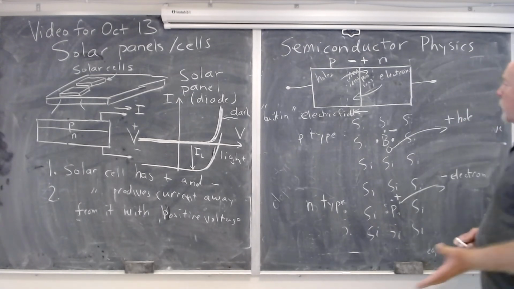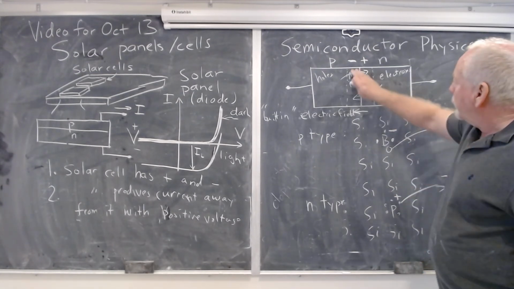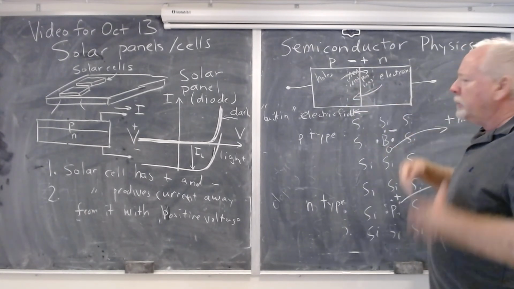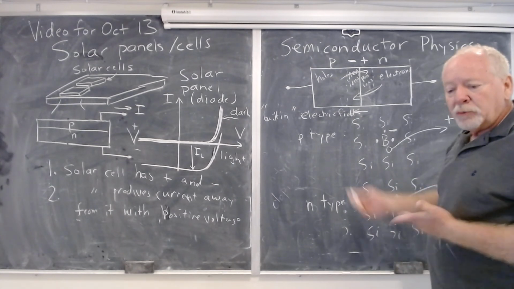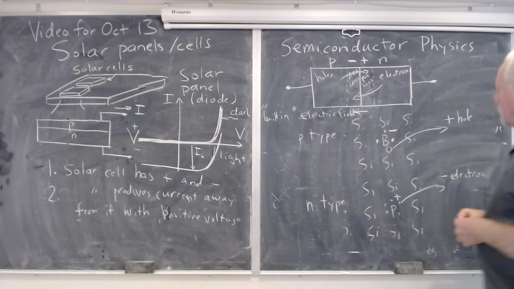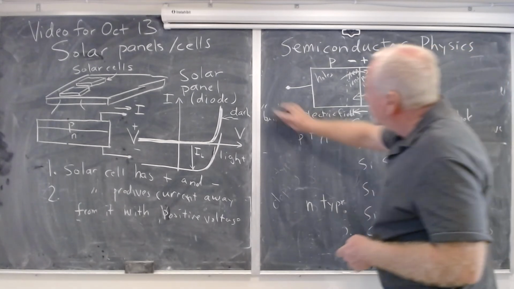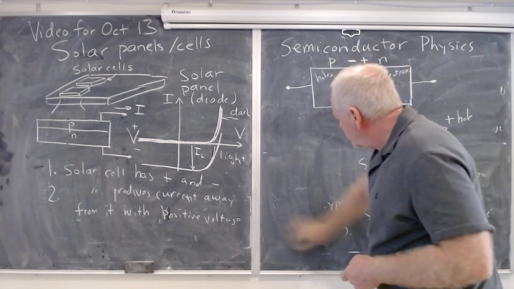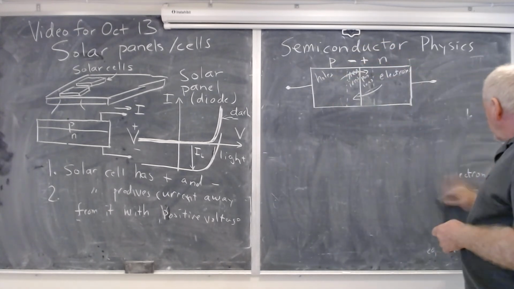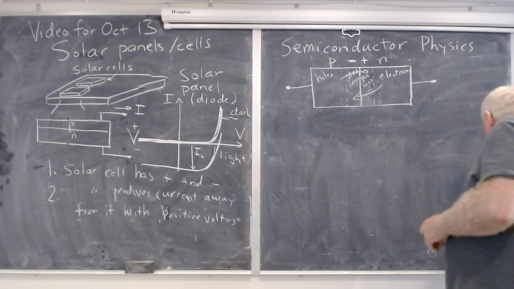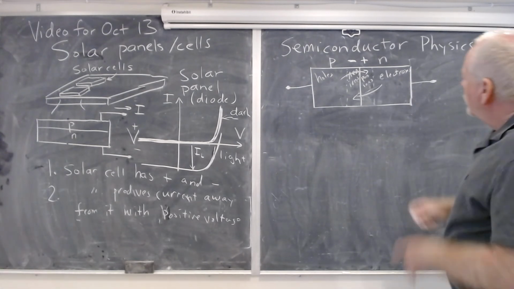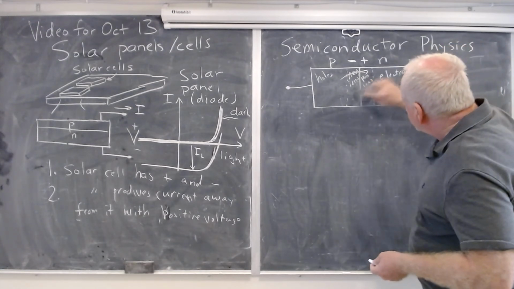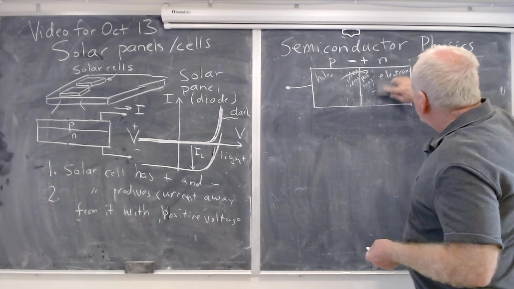So in equilibrium, I have a negative layer of charge here and a positive layer of charge here, and there's no net movement of charge in any direction. Now, what happens then? I've reached equilibrium, so this has stopped.